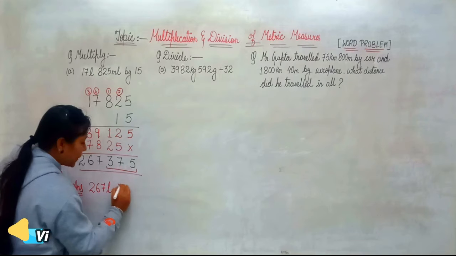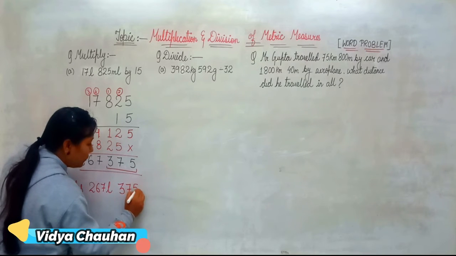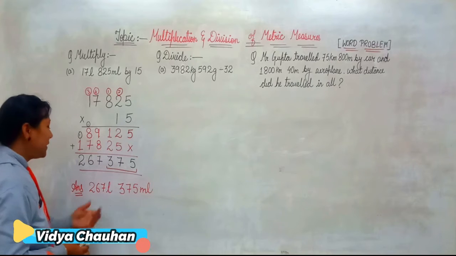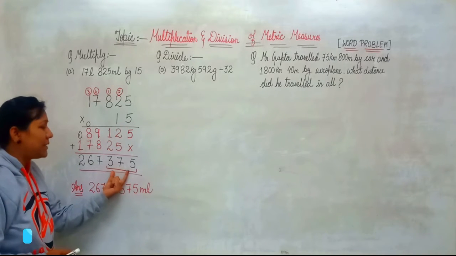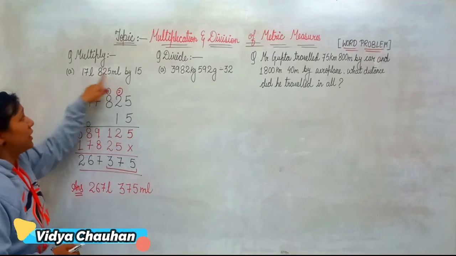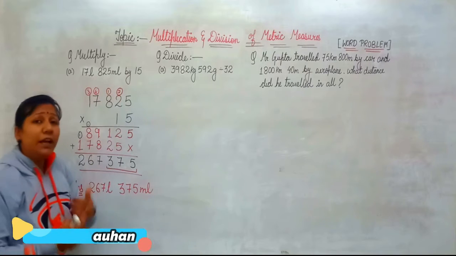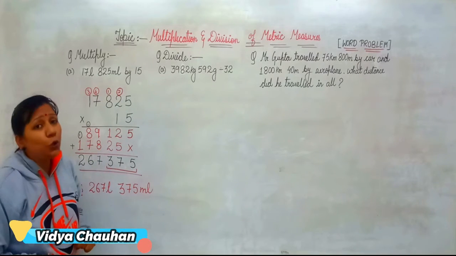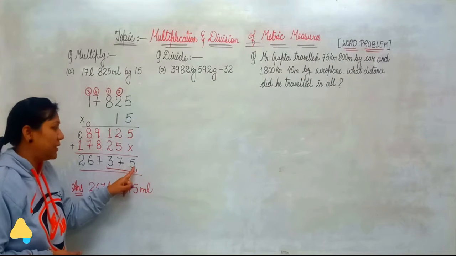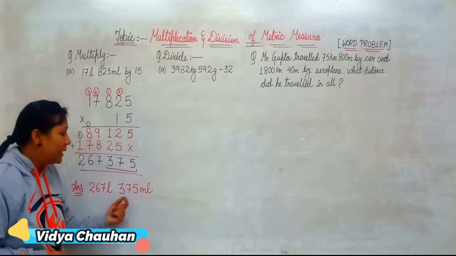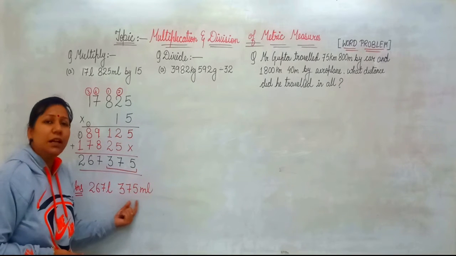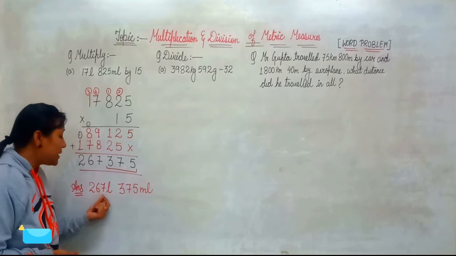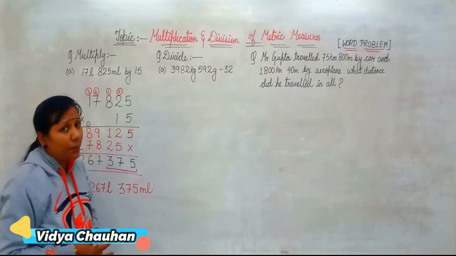267 liter 375 milliliter. Understood students? So you have to separate the last 3 digits just because it is the relation between liter and milliliter. If there will be any relation between meter and centimeter, then you will separate only 2 of the last digits, that is 1's place and 10's place only. Since this relation is between liter and milliliter, so it will take 3 digits. So your final answer is 267 liter 375 milliliter.